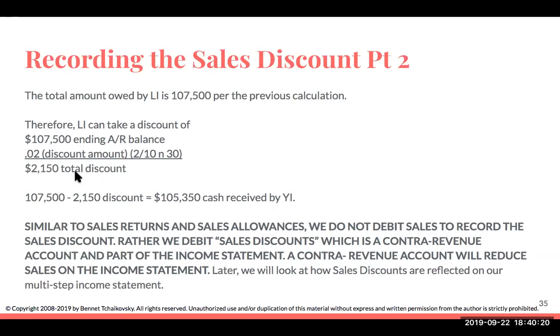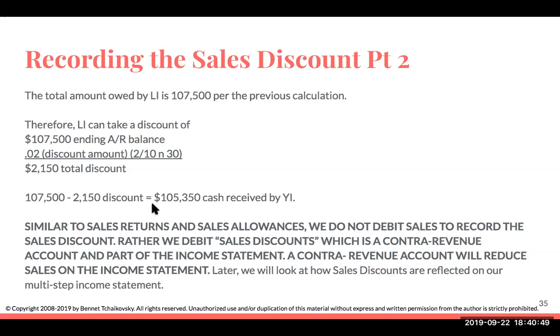So the amount of the discount that they can take is going to be 2%. Remember that 2/10 net 30. 2% of $107,500 gives me a total discount of $2,150. So the amount of cash I'm going to be receiving is $105,350, or $107,500, which is the amount owed, less the discount that they're taking.